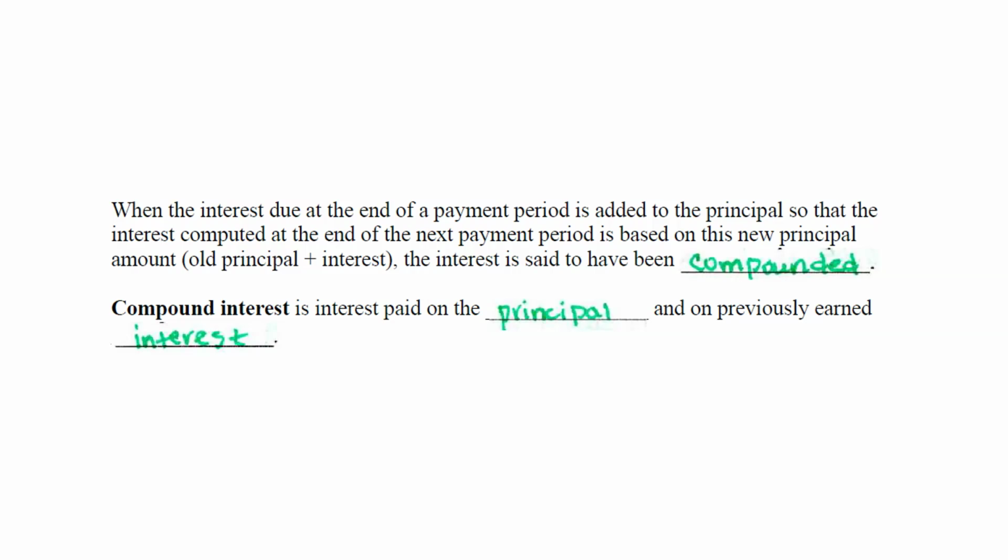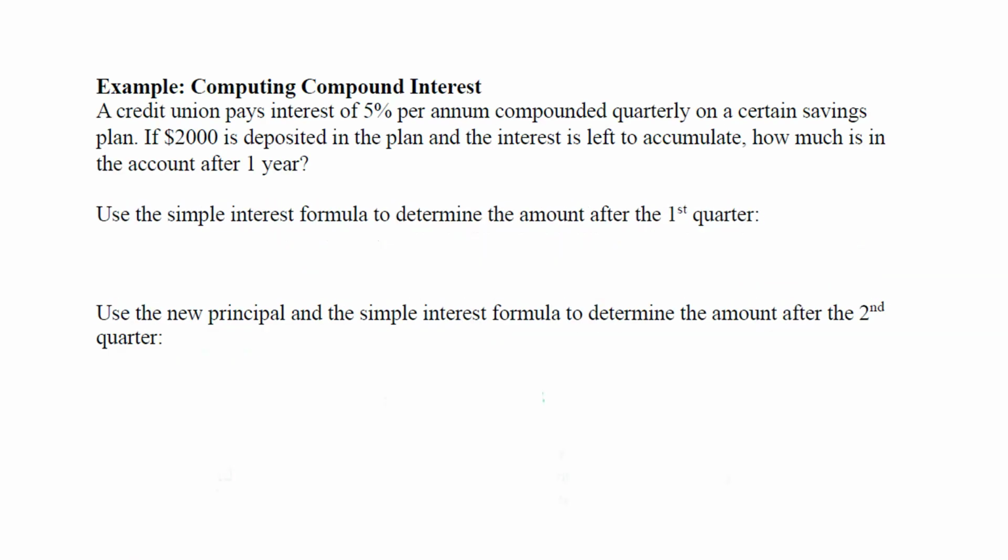So let's look at an example for computing compound interest. A credit union pays interest of 5% per annum compounded quarterly on a certain savings plan. If $2,000 is deposited in the plan and the interest is left to accumulate, how much is in the account after 1 year? All right, so we're going to work this out step by step.